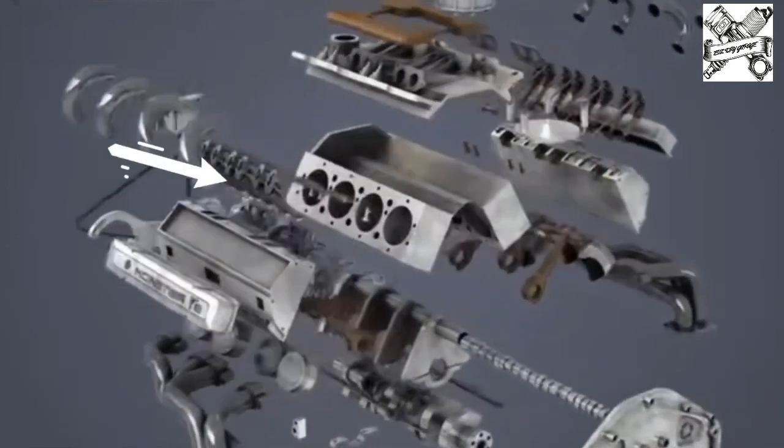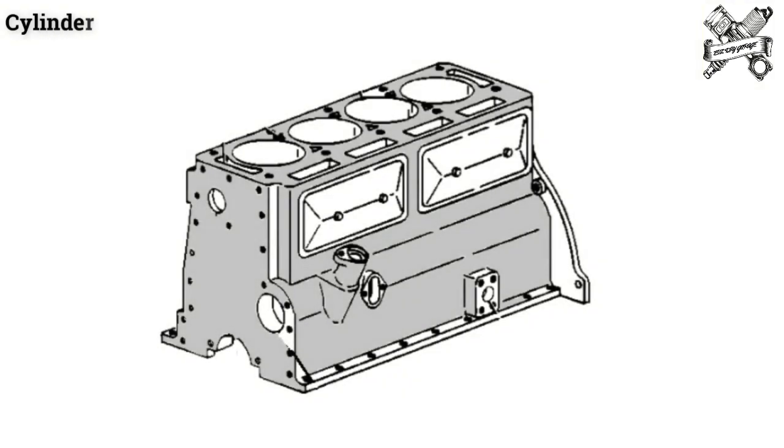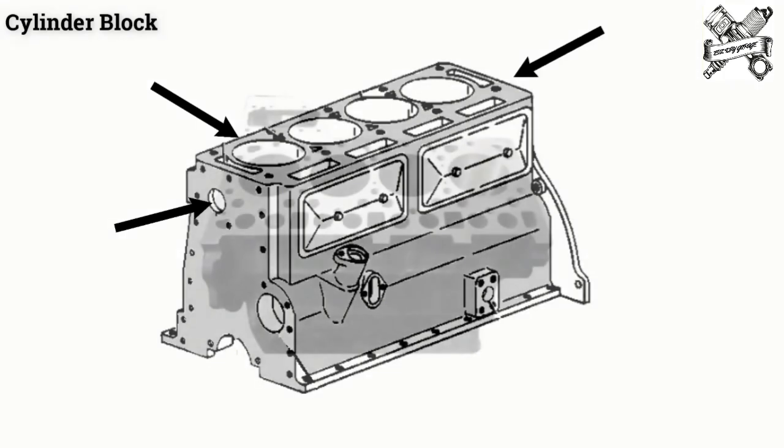Now let's take a look at each of the engine parts in detail, starting with the cylinder block. It is the basic framework for the engine and one of the main parts of an engine. A cylinder block consists of three parts: the cylinder in which the piston slides up and down, the port or opening for the valves, and the passages for the flow of cooling water.